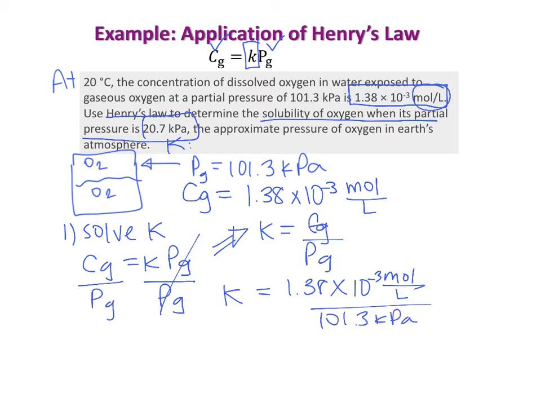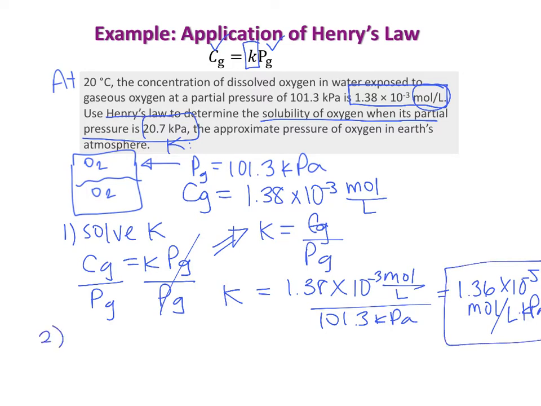And we should get 1.36 times 10 to the negative fifth. And the units should be mole per liter times kilopascal. So this is our K. And now that we have our K, we can just go ahead and plug in.